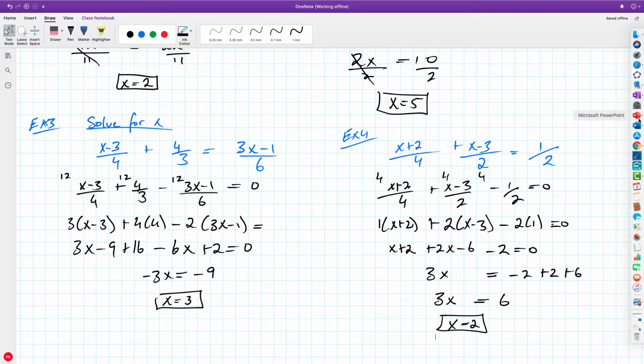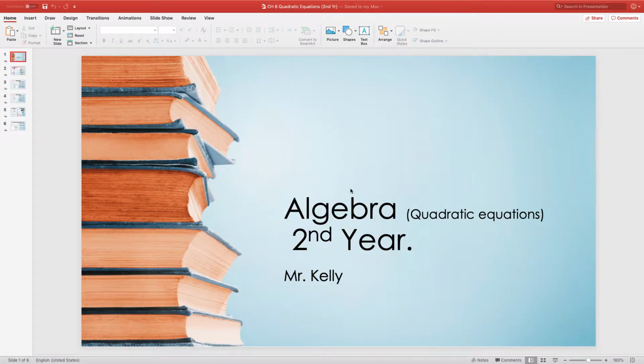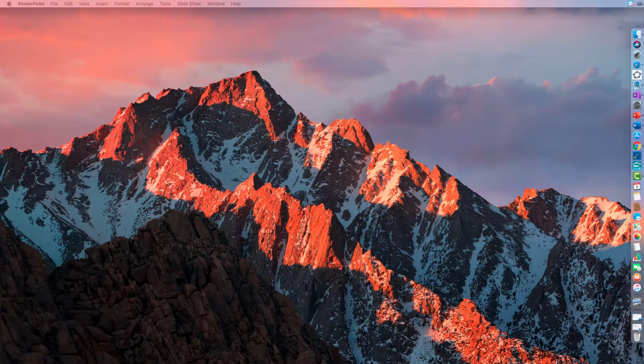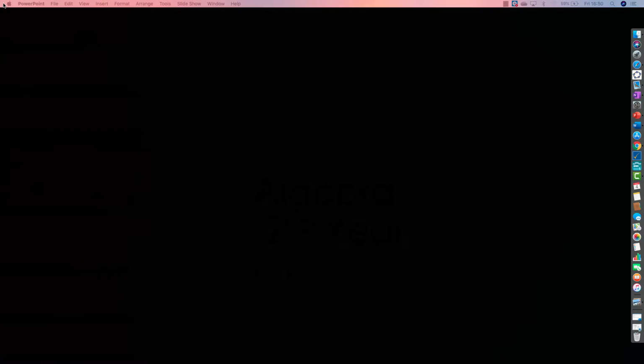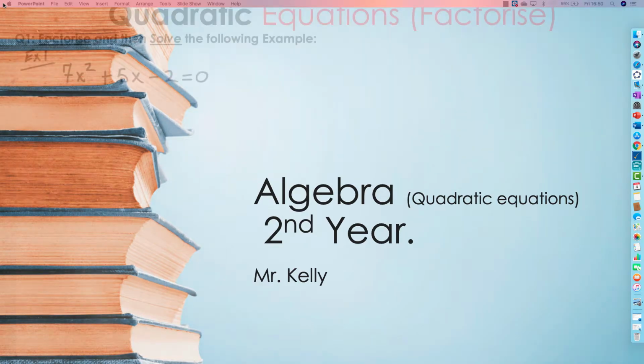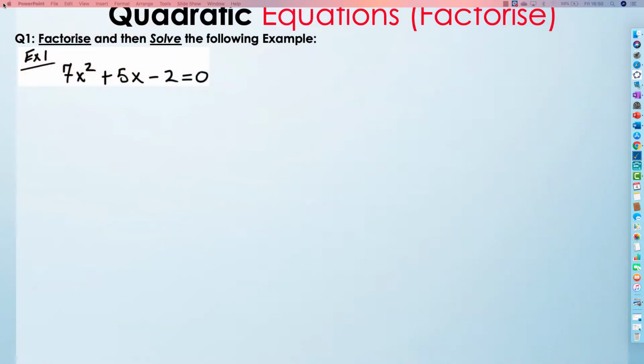We're now going to jump on and look at quadratics. Alright, so linears and quadratics. This is what a quadratic equation looks like. 7x squared plus 5x minus 2.